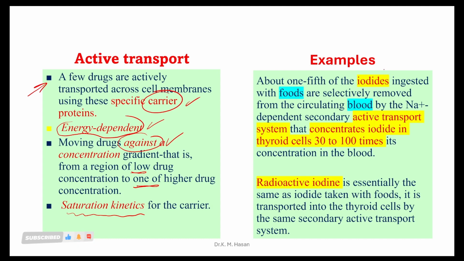So you can see here the iodide will leave the GI system to the blood, then will transfer to the thyroid gland by an active transport system. So the iodide enters the thyroid cell through the active transport system. In the thyroid cells, the iodine is 30 to 100 times more concentrated compared with the blood. So even with that, the medication moves from the blood to the thyroid gland from low concentration to the higher concentration. The same applies to radioactive iodine.